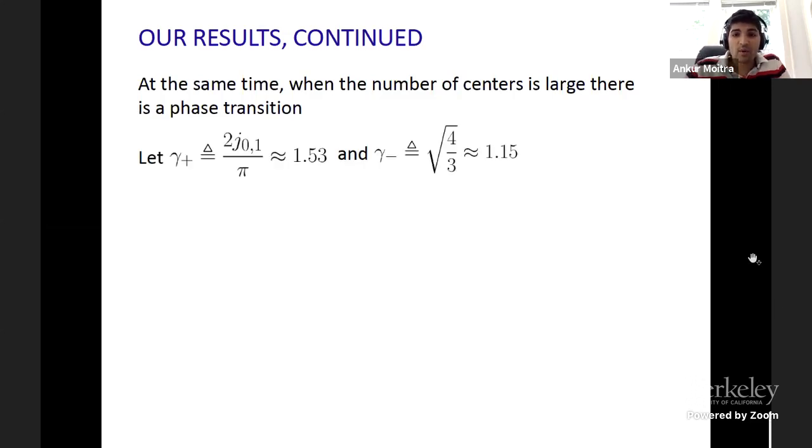So at the same time, when the number of centers is large, there actually is an honest phase transition in what you can resolve statistically and algorithmically and what you cannot hope to resolve. So here we're not exactly going to be able to pin down the precise constant, but we're going to pin it down to within a range. So let me define two constants. Gamma plus will be some constant that depends on some properties of Bessel functions. That's this parameter J01. I won't get into what that is, but it works out to be about 1.53. And there's an explicit construction for a lower bound where you just can't hope to resolve these different separated point sources, where the separation is about 1.15.